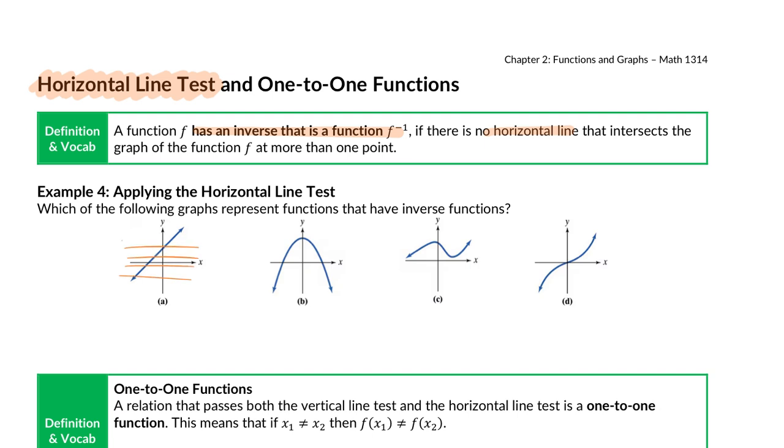Does this graph pass the horizontal line test? Yes. So we would say, yes, this graph has an inverse function. It has an inverse that is a function. It is invertible. What about the second graph? Does that pass the horizontal line test? No. So this function does not have an inverse function.